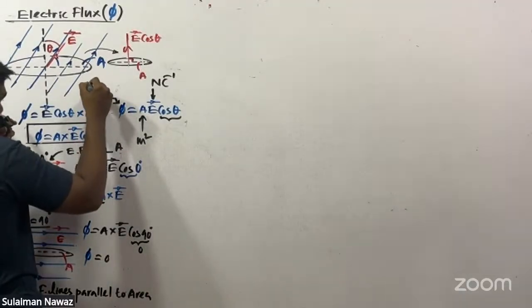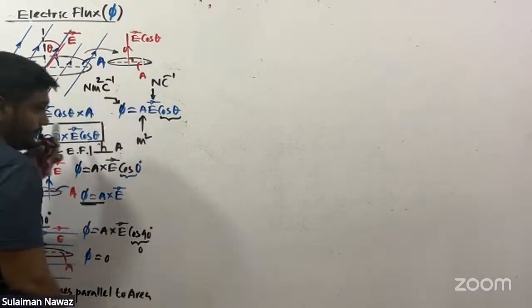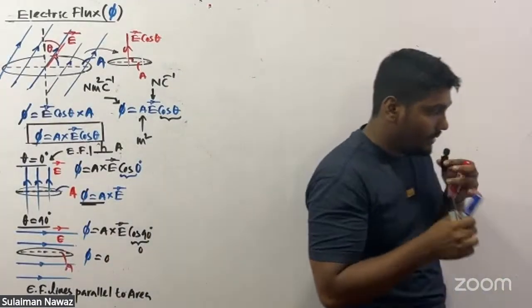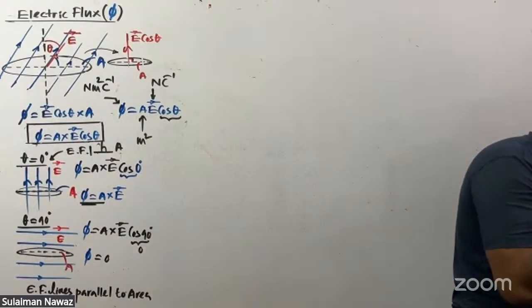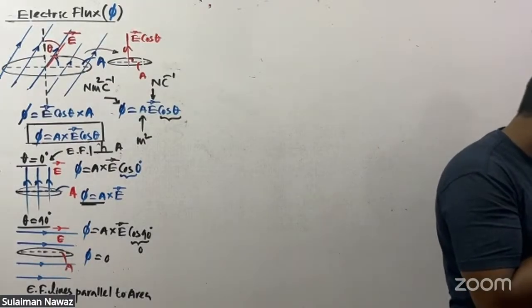Newton meter square per coulomb is the idea. The units of electric flux is newton meter square per coulomb. Right. The summary is very simple.